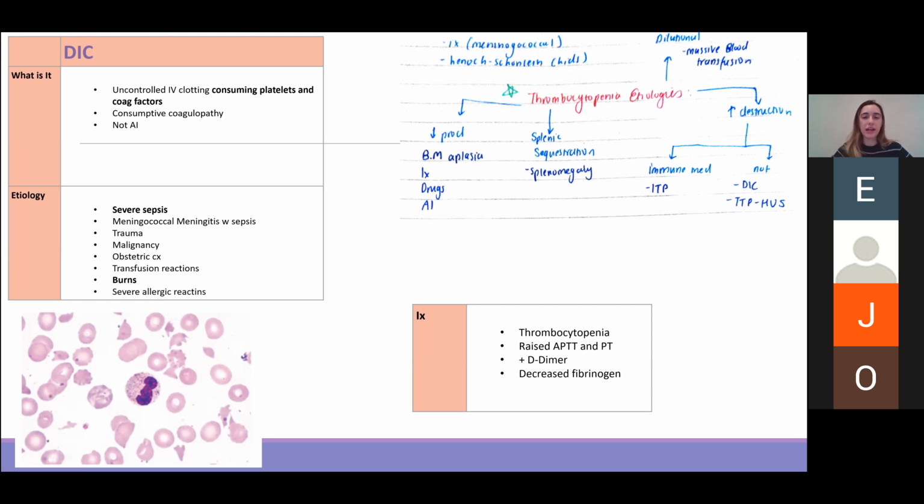So that's why you get this weird thing where you have a raised APTT and PT, but a positive D-dimer. You have a few causes, but the main ones are sepsis and burns. Cool. And on blood smear, you'll have fragments of your red blood cells because they're getting lysed, and these are called schistocytes.